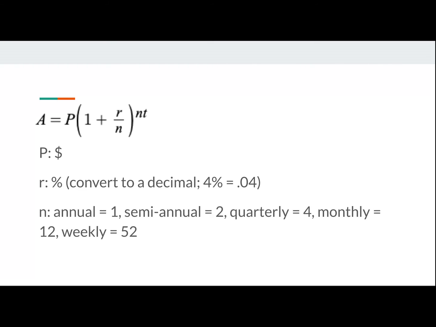N goes in twice, and this is probably the toughest one for students. It's a word that tells you how many times per year something compounds. So these are really the common ones that you could see in this chapter. Annual, N would equal 1. Semi-annual, it would equal 2. Quarterly would equal 4. Monthly would equal 12. Weekly would equal 52. There's others as well, but this is going to be like 99% of them. And then the last thing, that T is going to be in years.